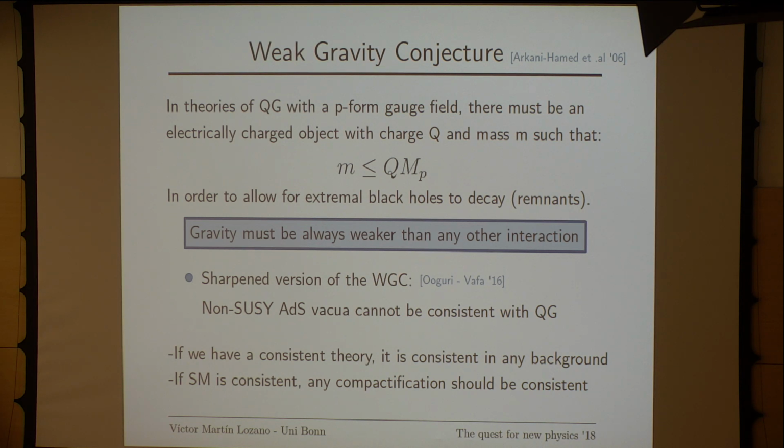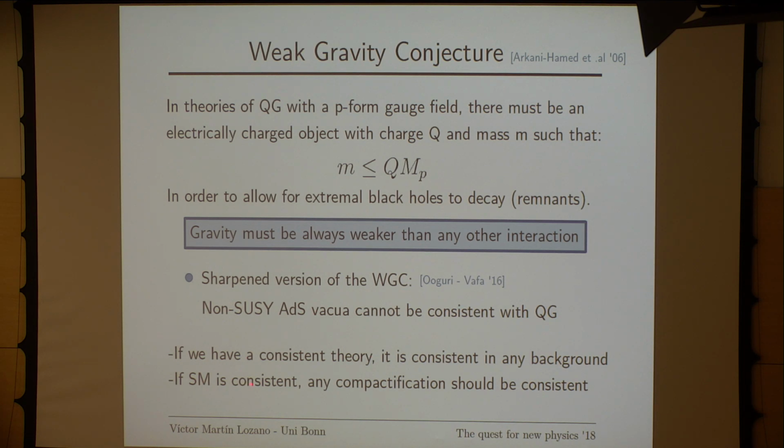Then Ooguri and Vafa came up with a sharpened version that, if you develop this a bit more, tells us that non-SUSY AdS vacua cannot be consistent with quantum gravity. So once we have a theory that is non-supersymmetric and we develop an anti-de Sitter vacuum, then our theory is in the swampland. It is not consistent with quantum gravity.